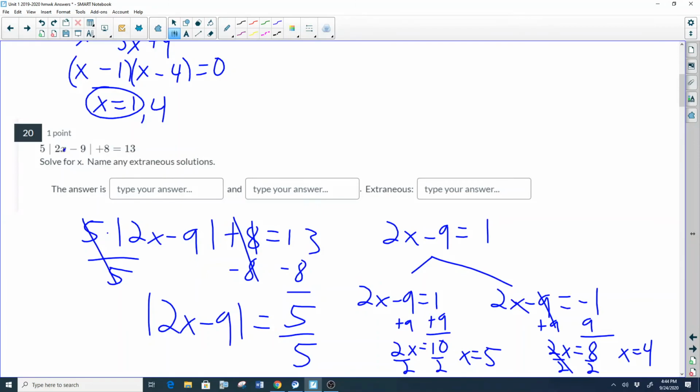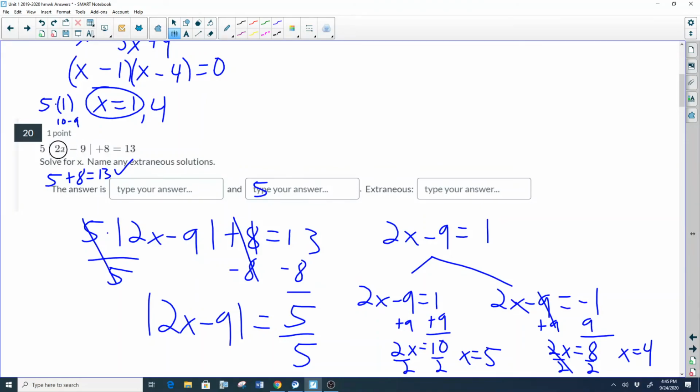So 5, 2 times 5 is 10. 10 minus 9 is 1. So then we have the absolute value of 1 is just 1. And 5 times 1 is just 5. So then we have 5 plus 8 does, in fact, equal 13. It works. So 5 is one of our solutions. Maybe put it over here just in case. I don't think numerical order matters, but you never know.